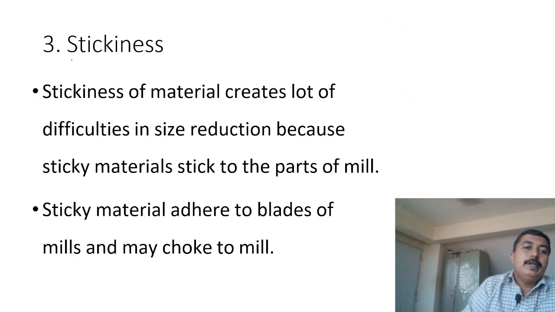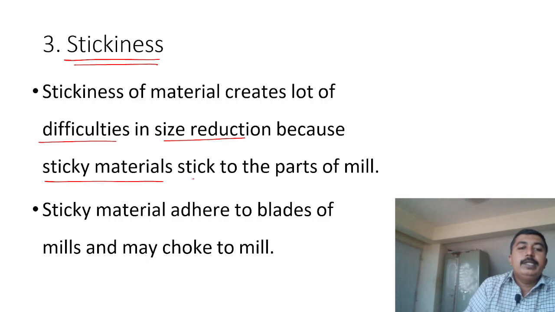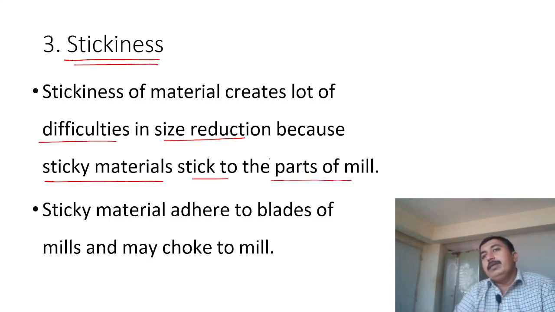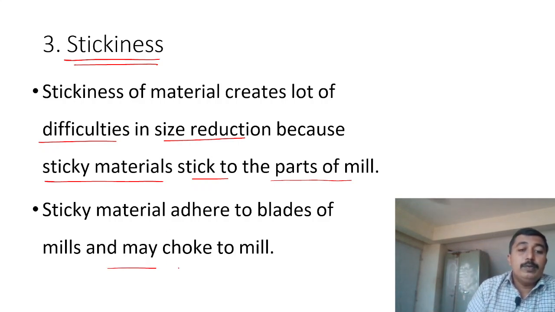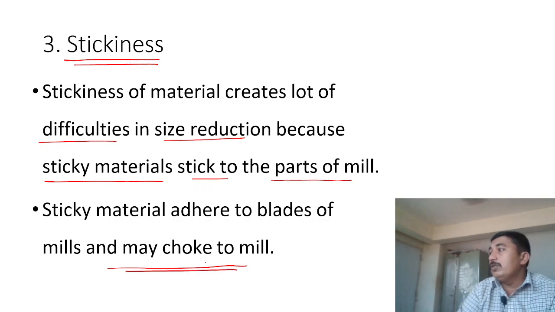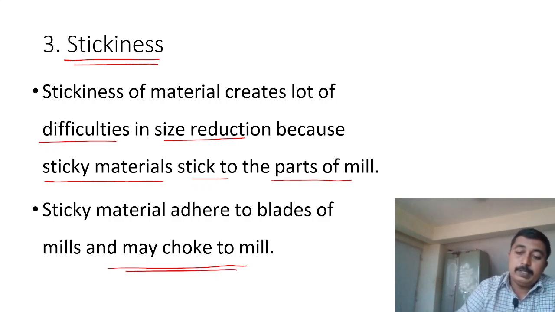Stickiness, especially sticky material. If the material is sticky, what will happen? It creates difficulty in size reduction. Why? Because sticky material sticks to the parts of the mill. After addition in the mill for size reduction, the sticky material sticks to the inner walls of the mill, and after sticking, it may choke or block the mill. This is also a problem with sticky material.